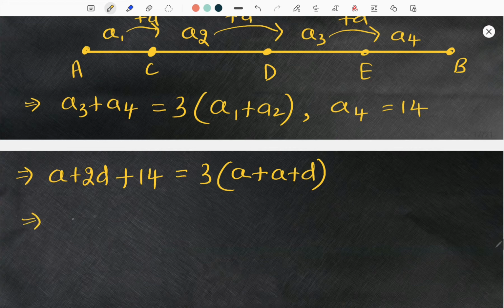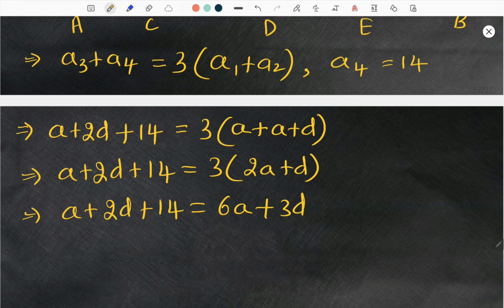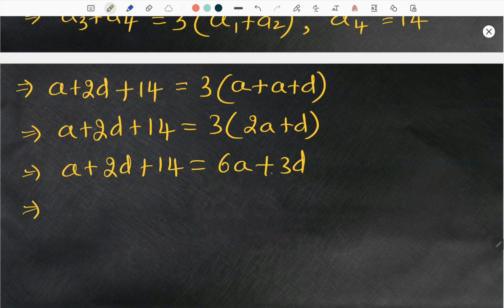So I hope it is clear. Then it becomes a plus 2d plus 14 is equal to 3 bracket a plus a is 2a, then plus d. All right, so it becomes a plus 2d plus 14 is equal to 3 into 2a is 6a plus 3d. All right, so then afterwards I am going to keep 6a plus 3d there only, and I am going to send this a plus 2d that side, that is minus a, then minus 2d, and I am going to keep the 14 there only, so that is like 14.